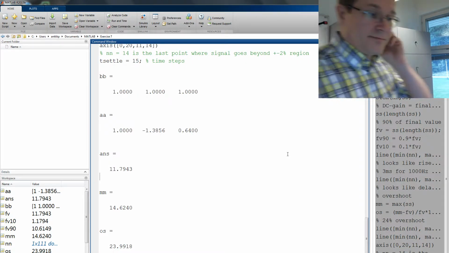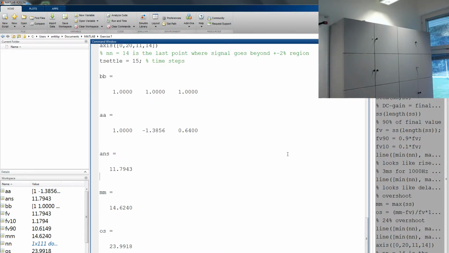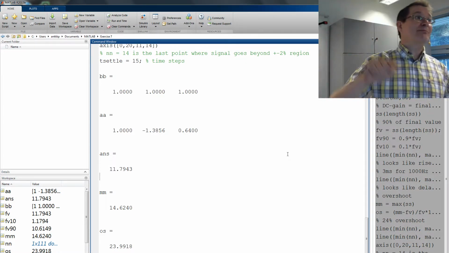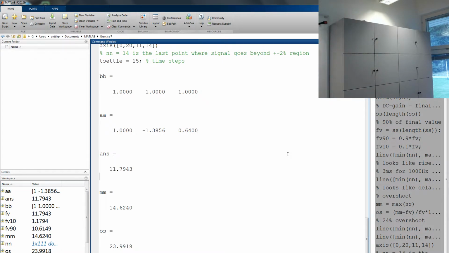On the other hand, it would be a little bit more interesting if you want to find the final value of some response other than the unit step response. Then it comes a little bit different. For example, the ramp response would be quite interesting.